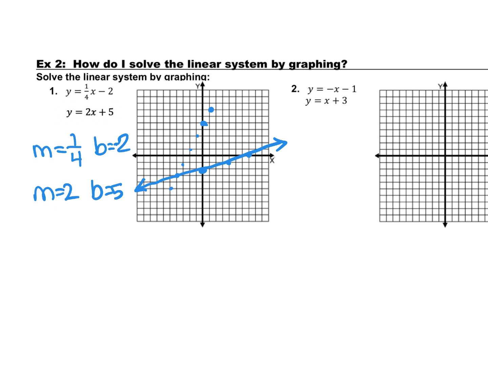and then when I have all my points, I'm going to draw my line here. And notice where they're intersecting. These two points are intersecting. So they are intersecting at (-4, -3).